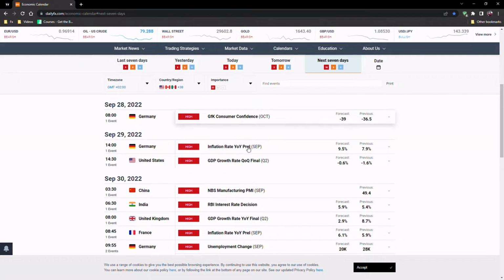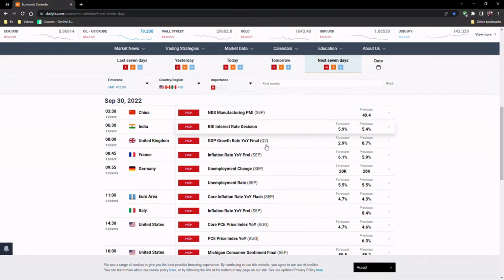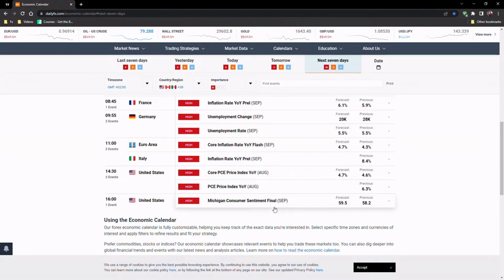On Wednesday, no. On Thursday, you see the inflation rate on Thursday might have a big move impact on Germany. The growth rate, no. On Friday, you can see that on Friday we are having a lot of news. The unemployment change and unemployment rate will affect the Ger40, the price index. But yeah, those are a few fundamentals, but not really much that are affecting.